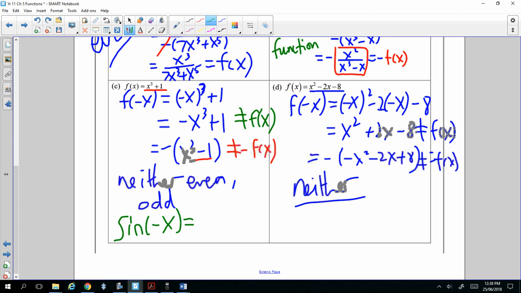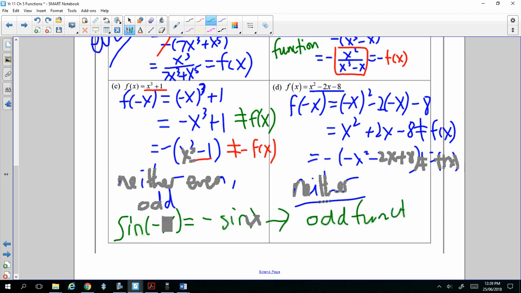How about cos negative x? It's even. Well done. Even function. How about tan? Odd, because tan negative x is equal to negative tan x. Yeah, all the stuff of function.